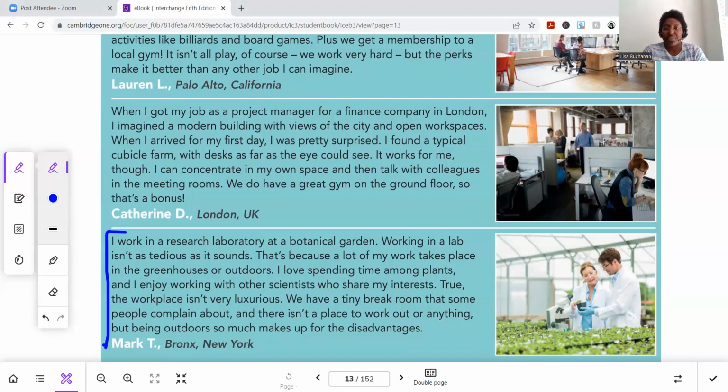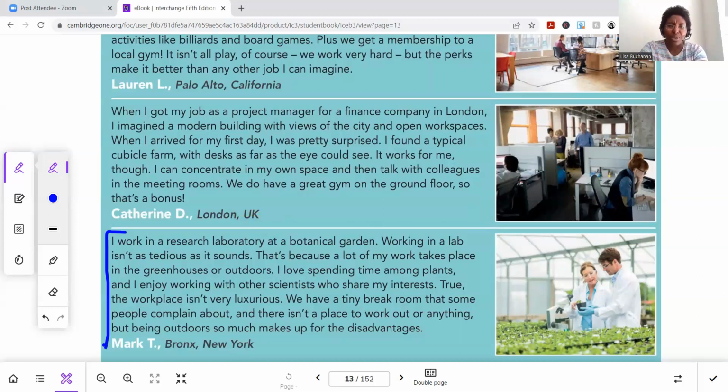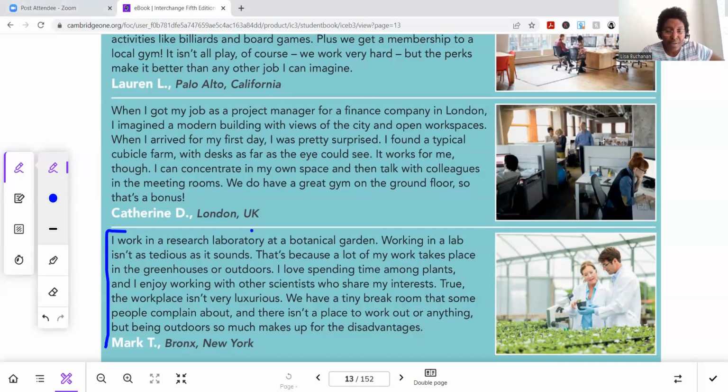So that's a nice, concise, almost elevator pitch. An elevator pitch is just a professional introduction of yourself, and it's done in 30 to 45 seconds, to be able to quickly say what you do, what your responsibilities are, what you like or dislike. And that's a nice elevator pitch. So I would encourage you to go back and look at these examples here.